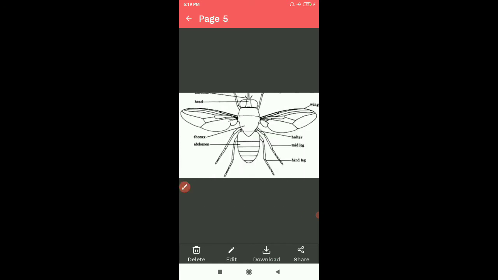Some insects have pairs of wings. These insects fly using these wings. These wings have powerful muscles. For example, houseflies and bees flap their wings very fast to fly.